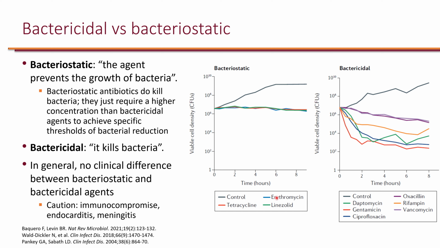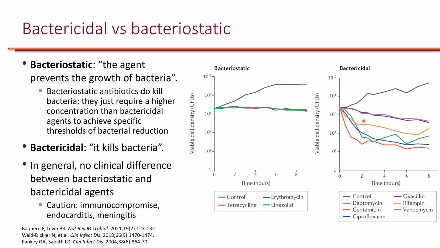So that is what bacteriostatic means, and some examples include tetracycline, erythromycin, and linezolid. If you give any of these bacteriostatic agents, it will essentially prevent the growth. Okay, so it's essentially preventing the growth.